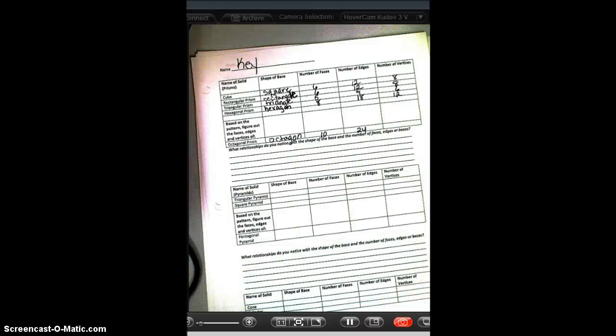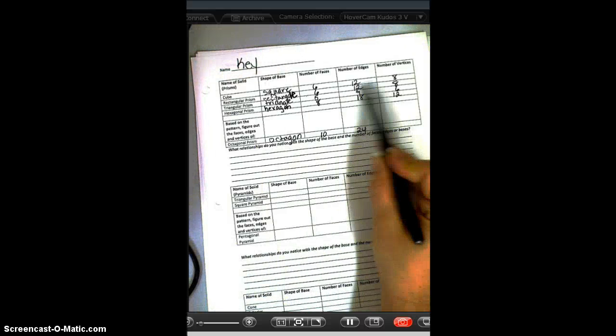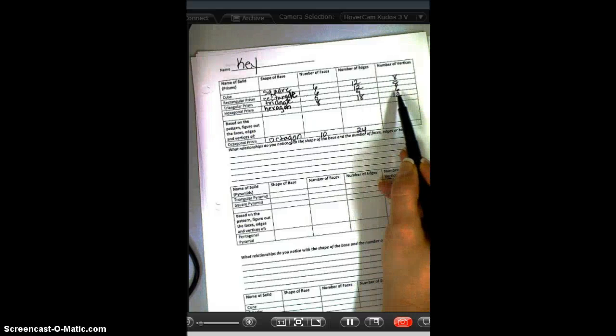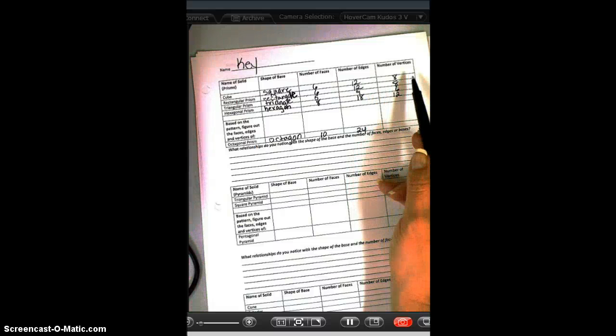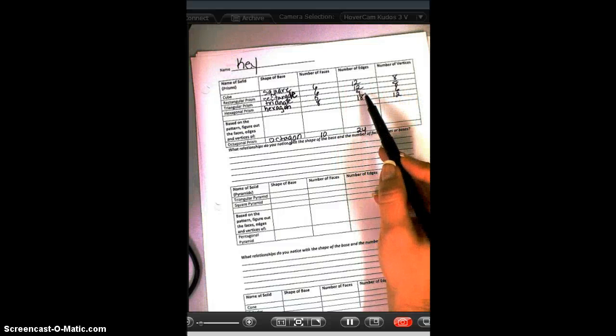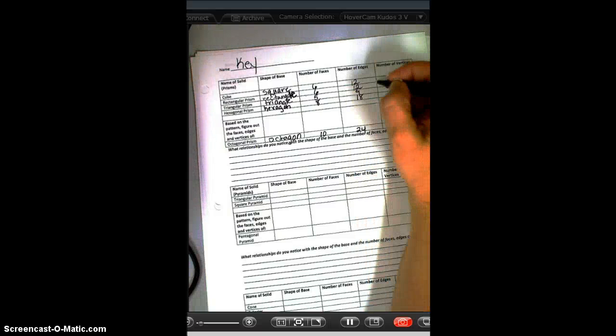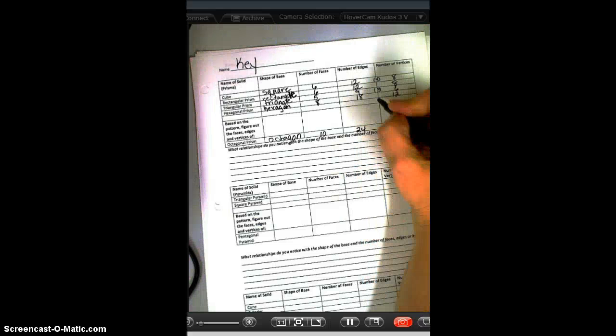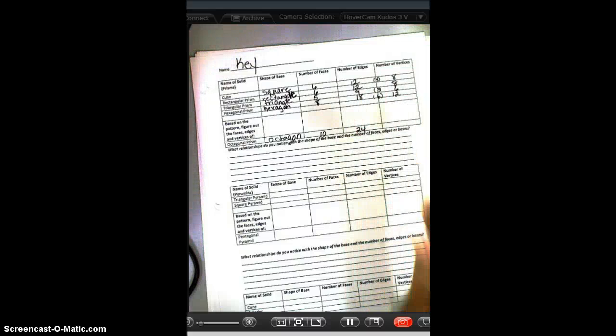And number of vertices. What did we notice about number of vertices? Anything here? It seems like vertices are less than edges. Is there any pattern to it? 8, 9, 10, 11, 12 went up by 4. 6, 7, 8, 9 went up by 3. So this was a difference of 4. This was a difference of 3. Hexagon, 12 to 18 was a difference of 6. Interesting. I never noticed this before, you guys.